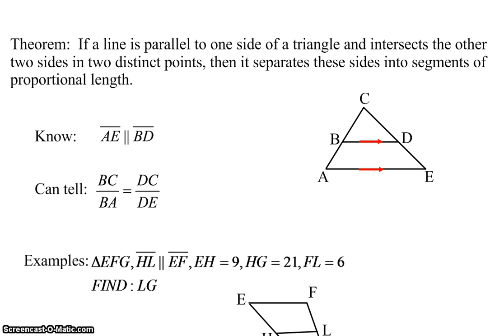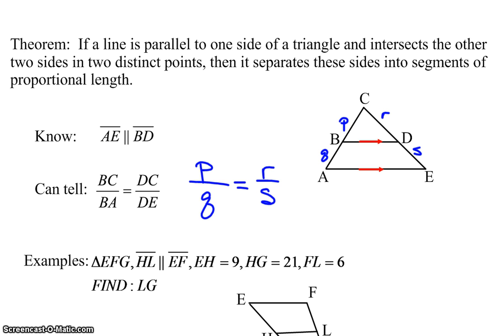So here I have a triangle ACE. I have a segment BD that is parallel to AE, so I have a segment parallel to one side. And what I can tell from that is the parts are proportional. Or, if I label them with individual variables, P, Q, R, and S, I can tell that P to Q, the two pieces on one side, are proportional to R to S, the two pieces on the other side.